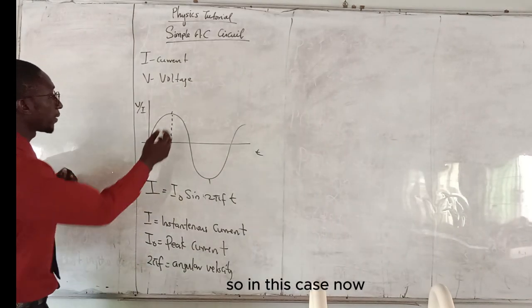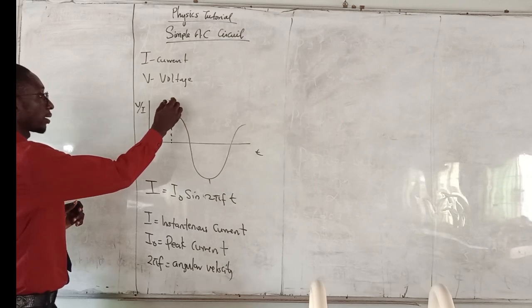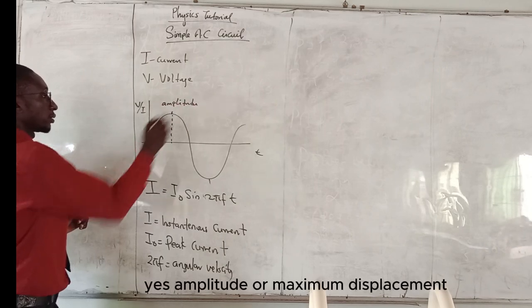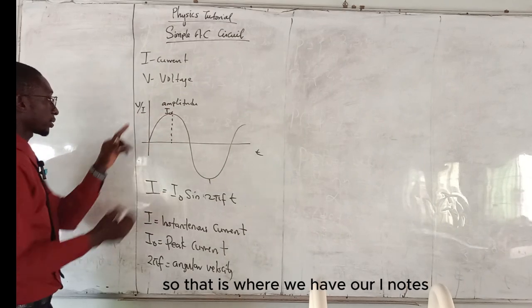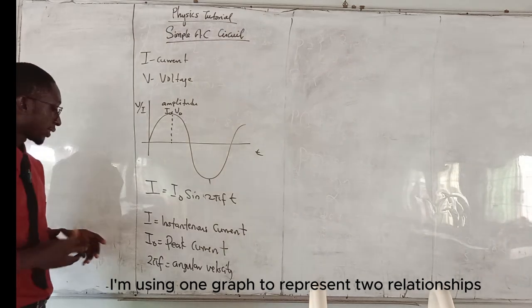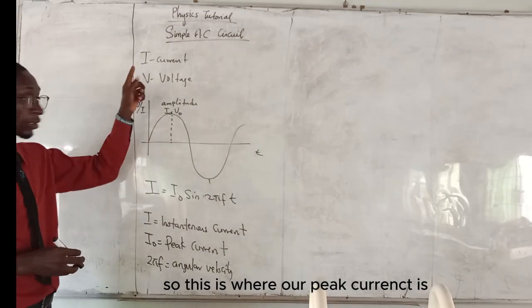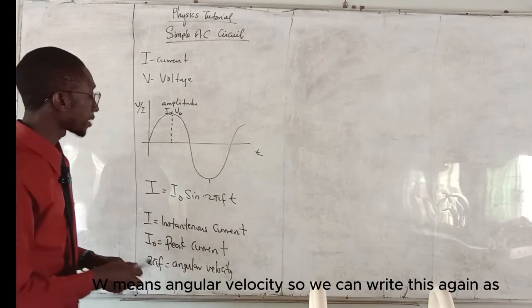So in this case now, in every graph form, the maximum point is called amplitude. Yes, amplitude or maximum displacement. So that is where we have our I naught. That's where we also have our V naught. I'm using one graph to represent two relationships. So this is where our peak current is. This is where our peak voltage is. While this W means angular velocity.